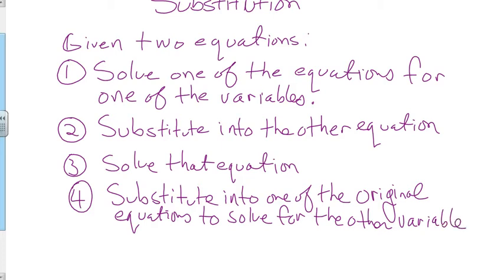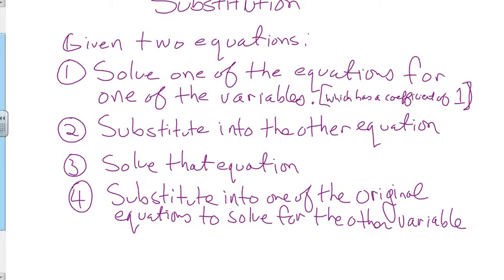So we solve one of the equations for one of the variables, one which has a coefficient of 1. All right, so we get two equations. We solve one of the equations for one of the variables. You may have a choice, depending on the equations and the way they're set up. You're looking for basically a variable with a coefficient of 1. So that's the first thing.